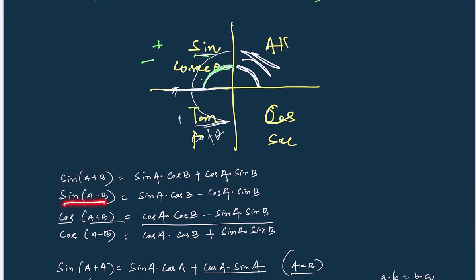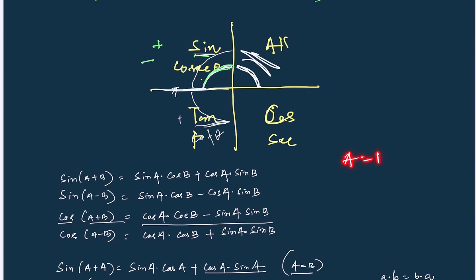Similarly, sine a minus b means sine a into cos b minus cos a into sine b. Similarly, cos a plus b means cos a into cos b minus sine a into sine b. Cos a minus b is cos a into cos b plus sine a into sine b.